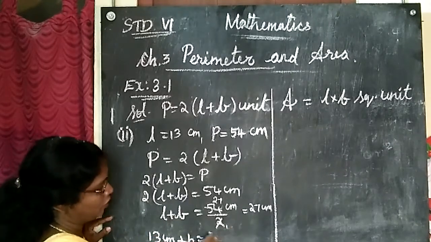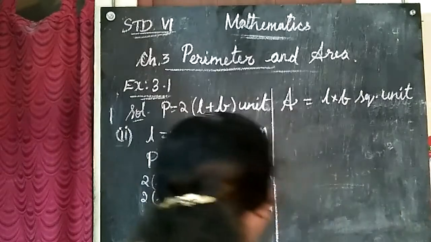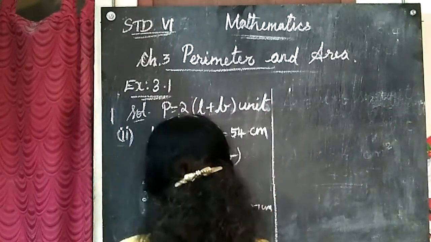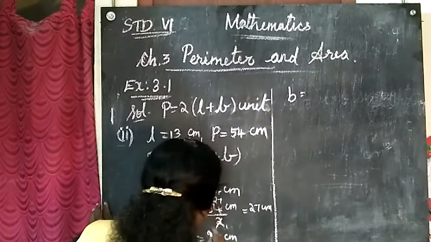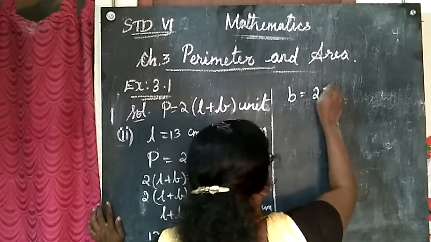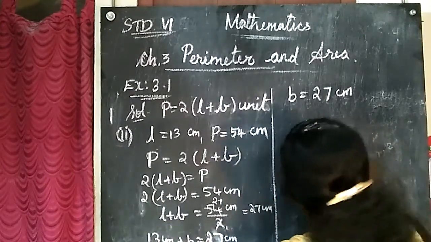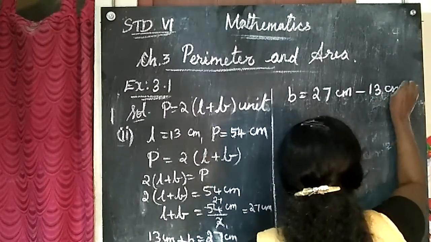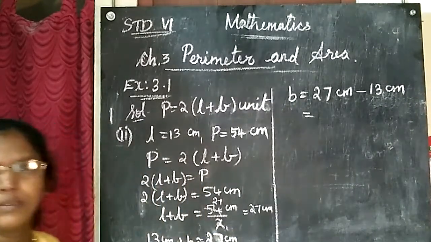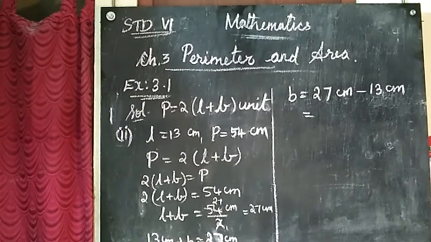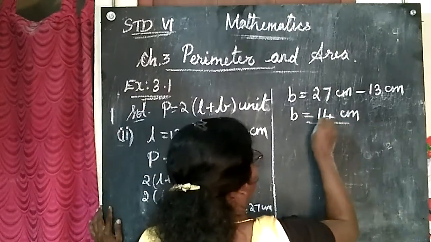B write as it is. This is equal to what? 27 centimeter. And keep B as it is. This is what? 27 centimeter. This 13 is added. If it goes on the other side, minus 13 centimeter. Okay. So 27 minus 13 is what? B is equal to 14 centimeter.